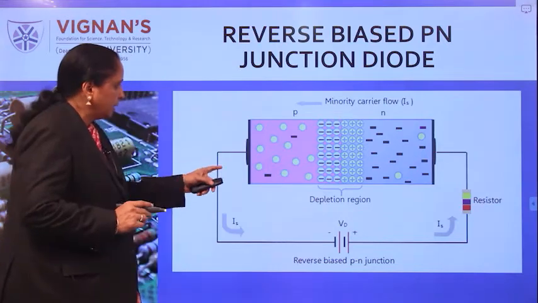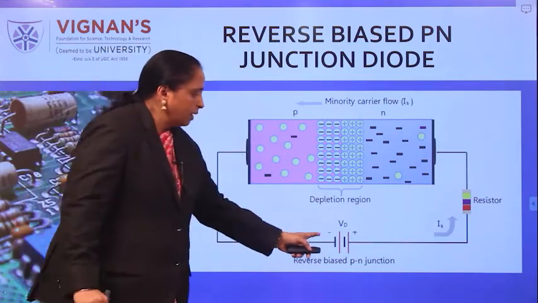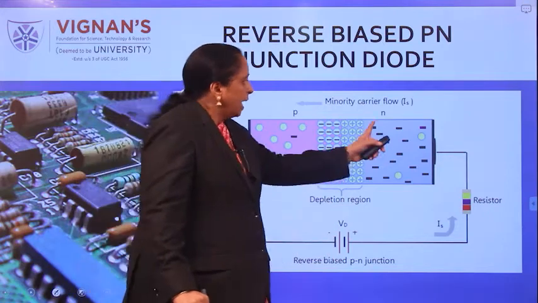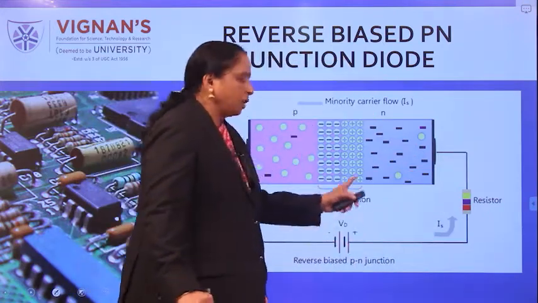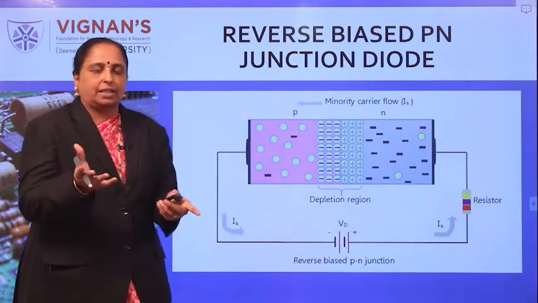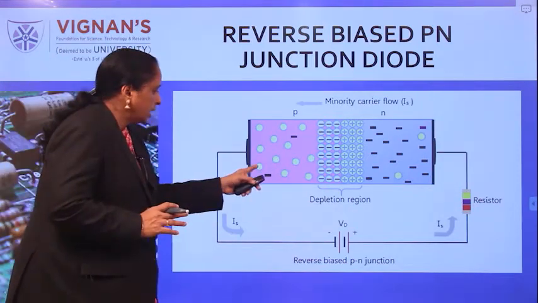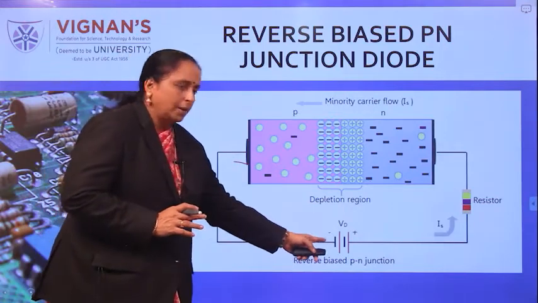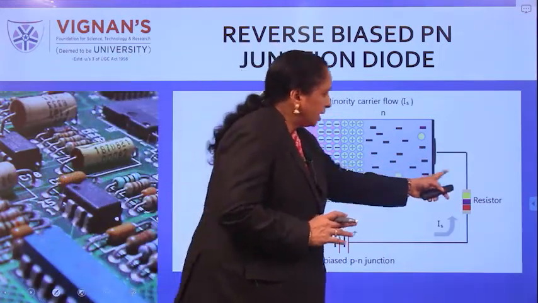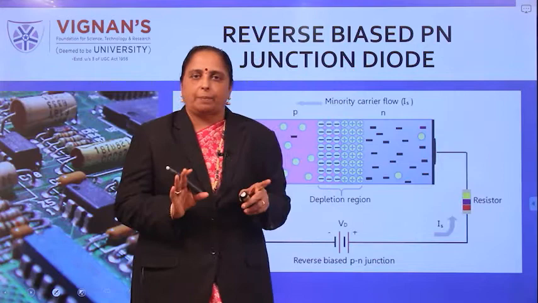Reverse bias means what? The P material is connected to the negative terminal of the battery and the N material is connected to the positive terminal of the battery. You have just interchanged the connections of the battery to the PN junction diode. The holes are attracted towards the negative terminal of the battery. Electrons are attracted towards the positive terminal of the battery.